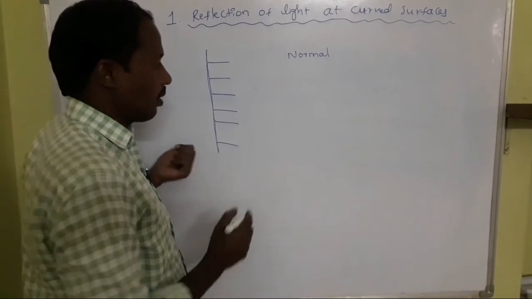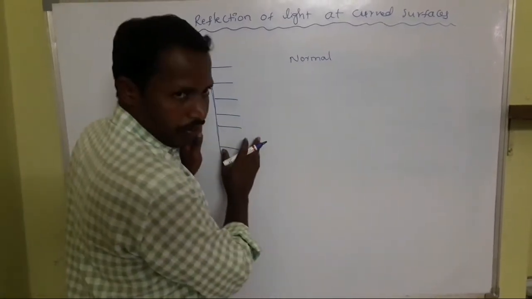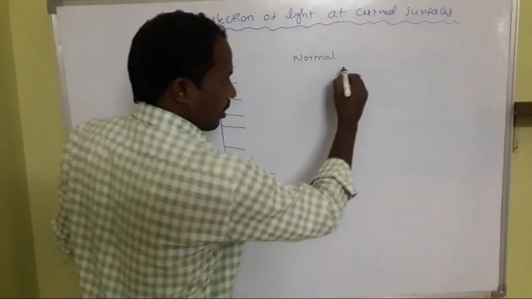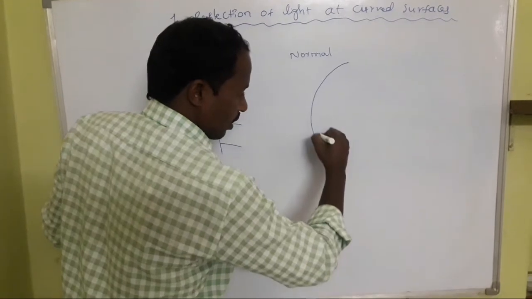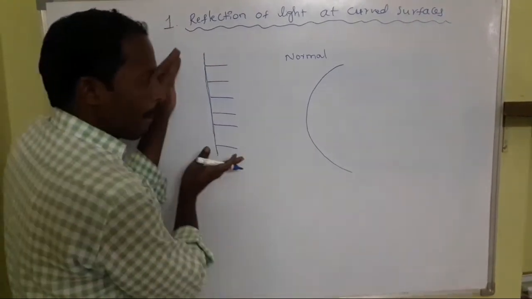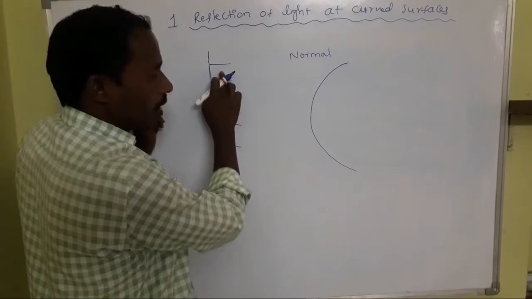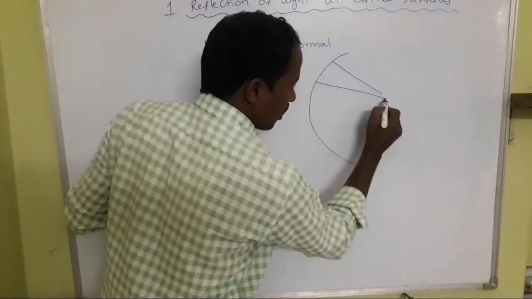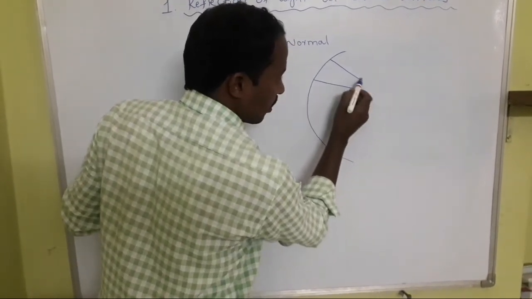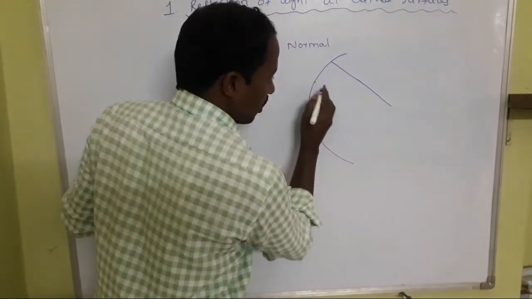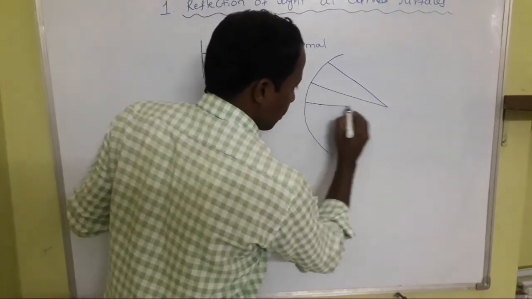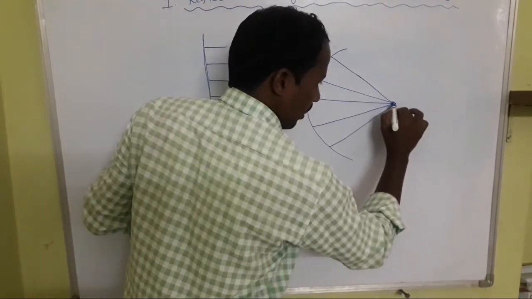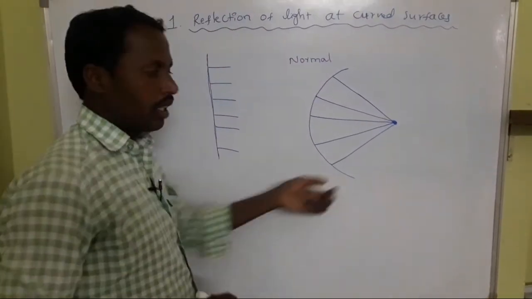Now we take the rubber foam and bend it inwards, like this. When the rubber foam bends inwards, all the pins point towards a converging point.